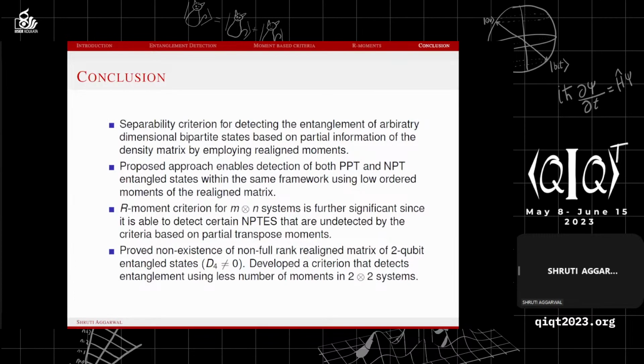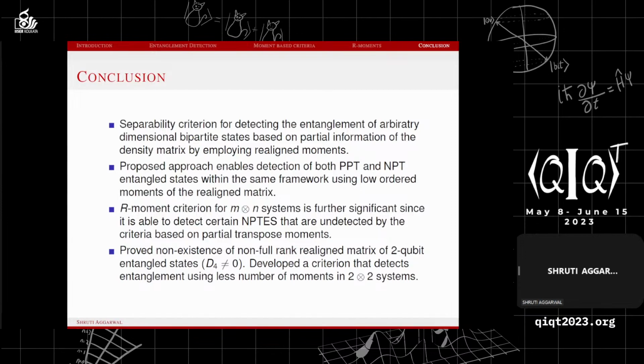So to conclude, we have given a separability criteria for detecting entanglement in arbitrary dimensional bipartite states, and it is based on partial information of the density matrix. We have employed the technique of realignment moments. Our approach can detect both PPT and NPT entangled states using low order moments of the realignment matrix. Also, the R moment criteria is able to detect certain NPT entangled states that were undetected by the partial moment based criteria.